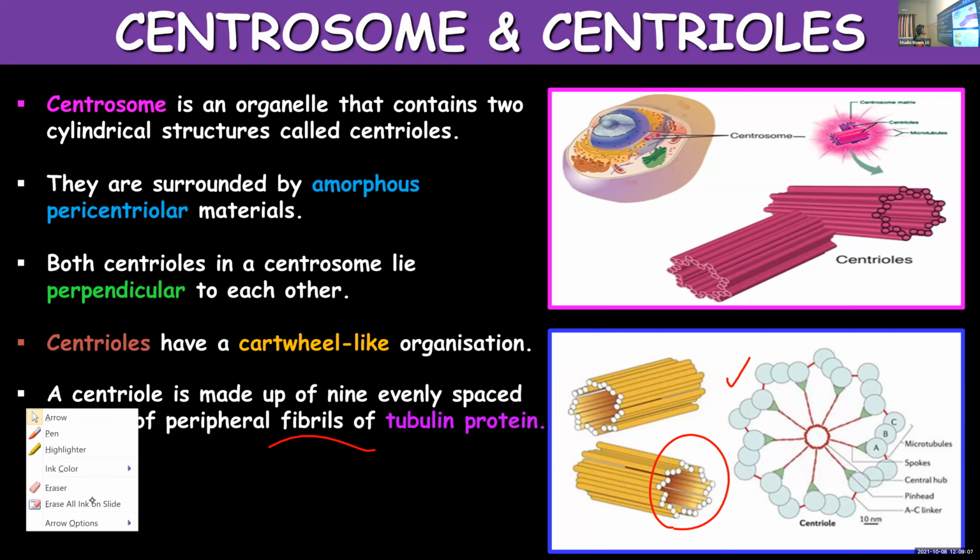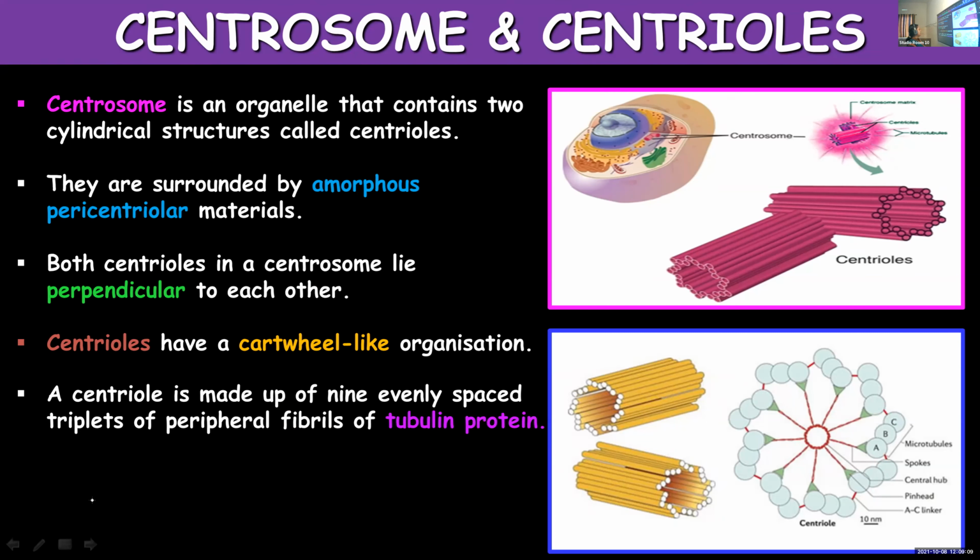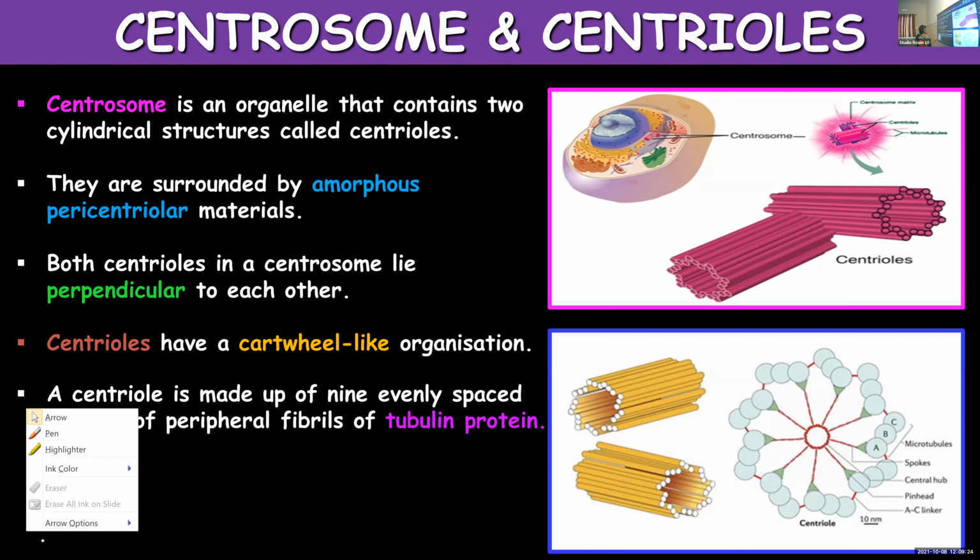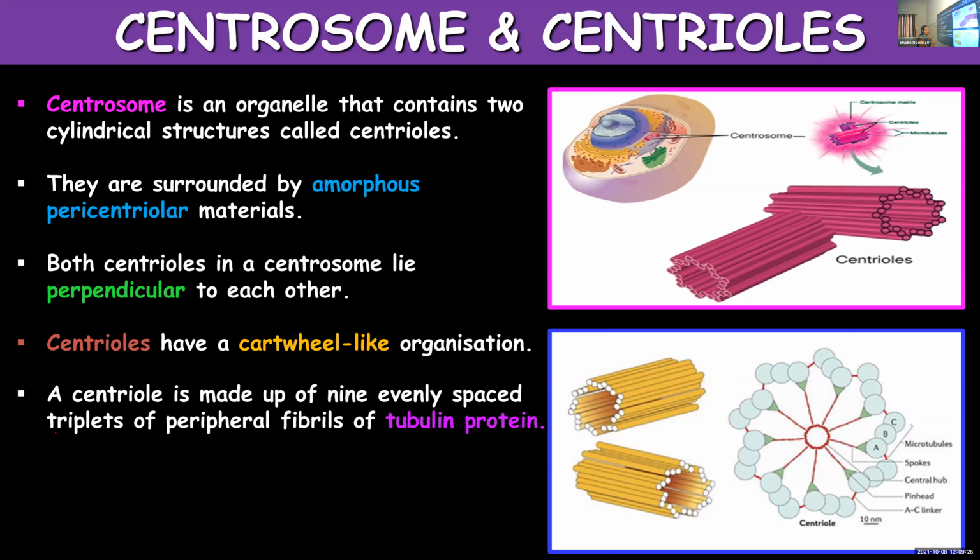A centriole is made up of how many? 9 evenly spaced triplets of peripheral fibrils. We already learned about doublets. When microtubules are found in pairs, you call it a doublet. And here these are triplets. And these triplets are made up of small fibers, fibrils of tubular protein.